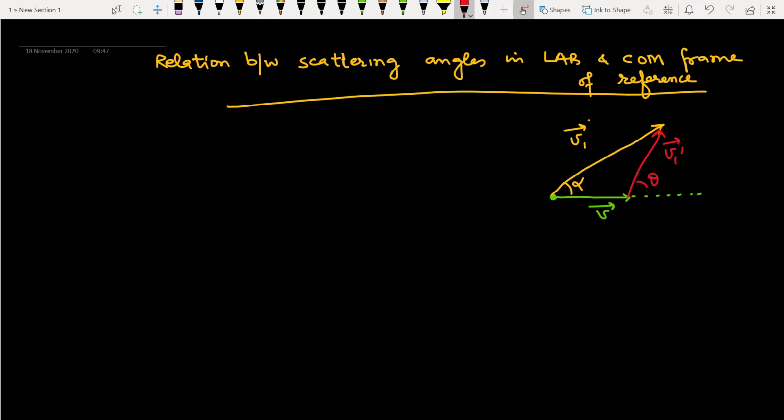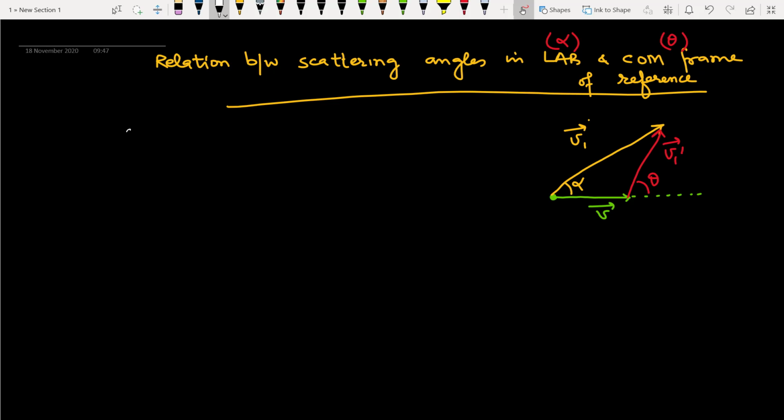So now we are to draw a correlation between scattering angle alpha and theta. Alpha is the angle of scattering of the first particle in lab system. Theta is the angle of scattering of the first particle in center of mass system.